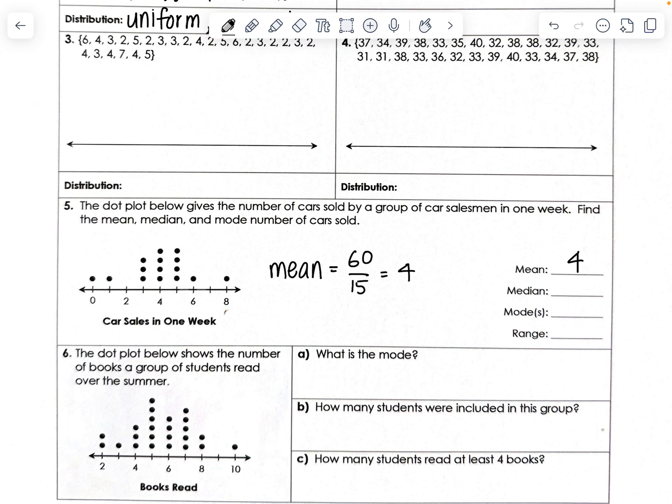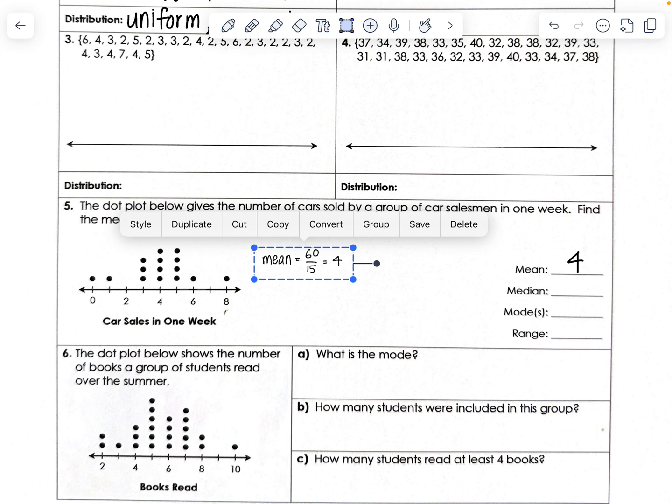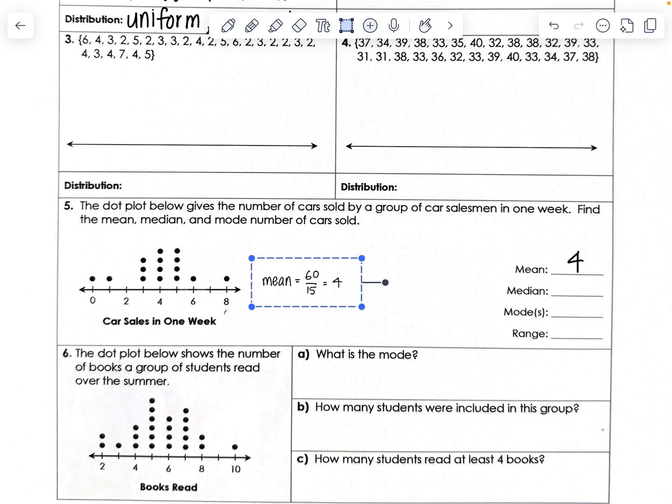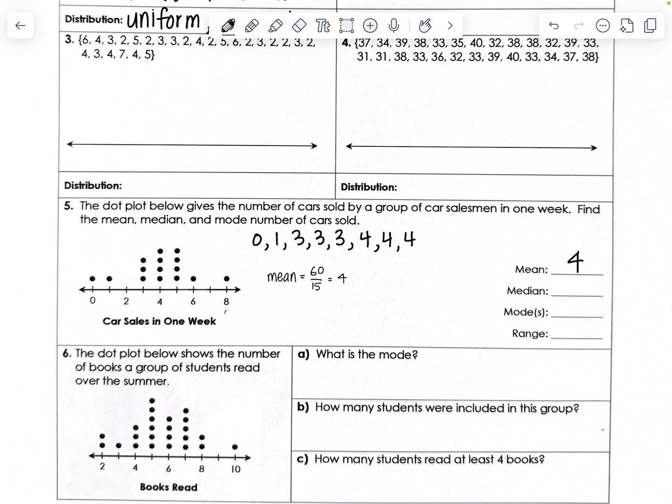Mean also means average, right? I know we used to always call it average, but the actual mathematical term is mean. All right. And then it asks us for the median. Median, you actually have to write them out, right? So 0, 1, 3, 3, 3, and then there's 4, 4, 4, 4. There's 4 of those, right? There's 4 5s, 5, 5, 5, 5, 1 6, and 1 8.